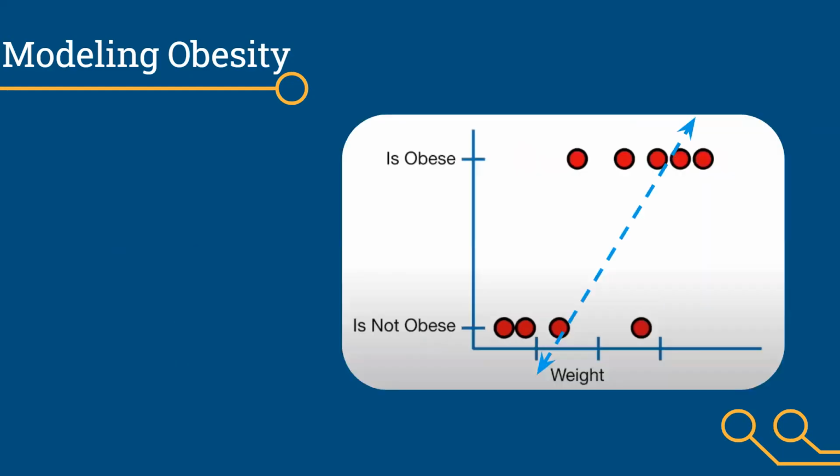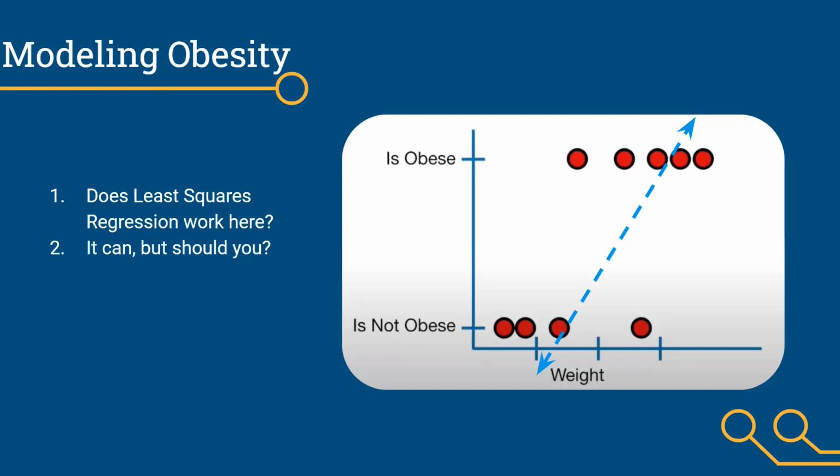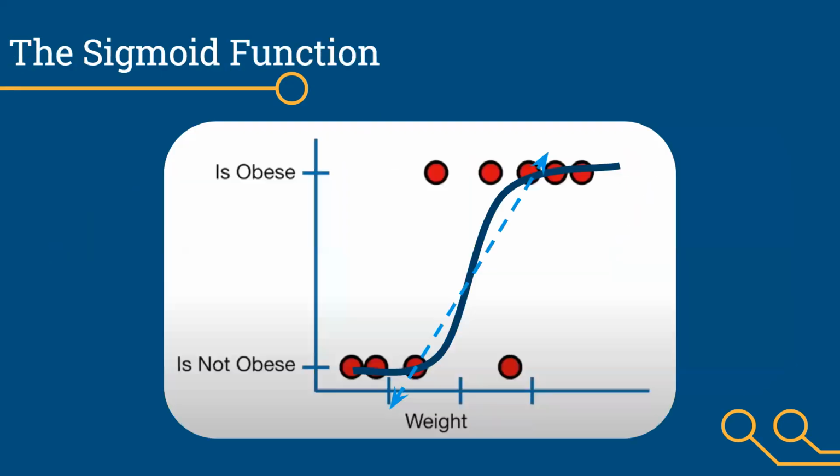So does least squares regression work here? You can, but should you use it? You probably shouldn't use it here. There are much better methods that we can employ to get more accurate data here. That's where we introduce something called logistic regression and the sigmoid function. Like, whoa, that's a math term. No, don't worry. It's not too scary. It's just the cool S.